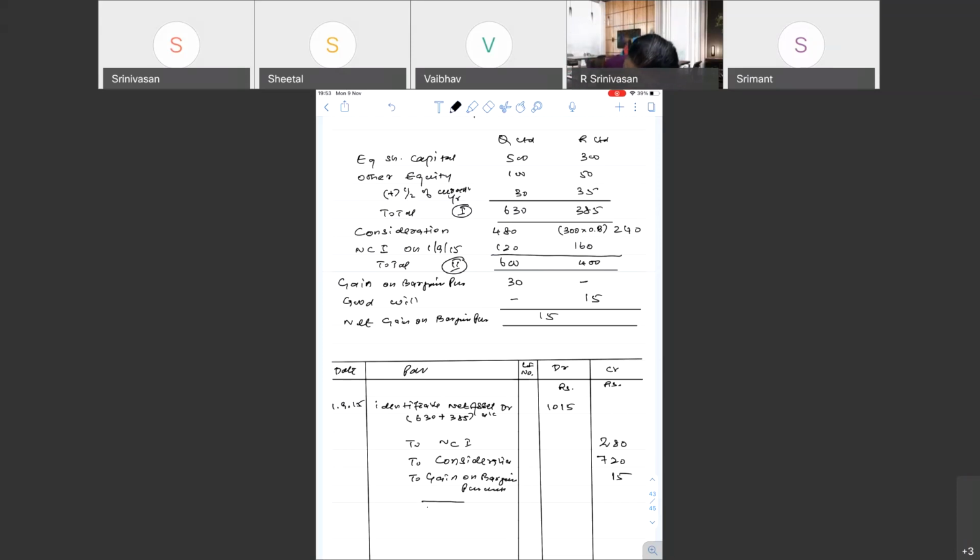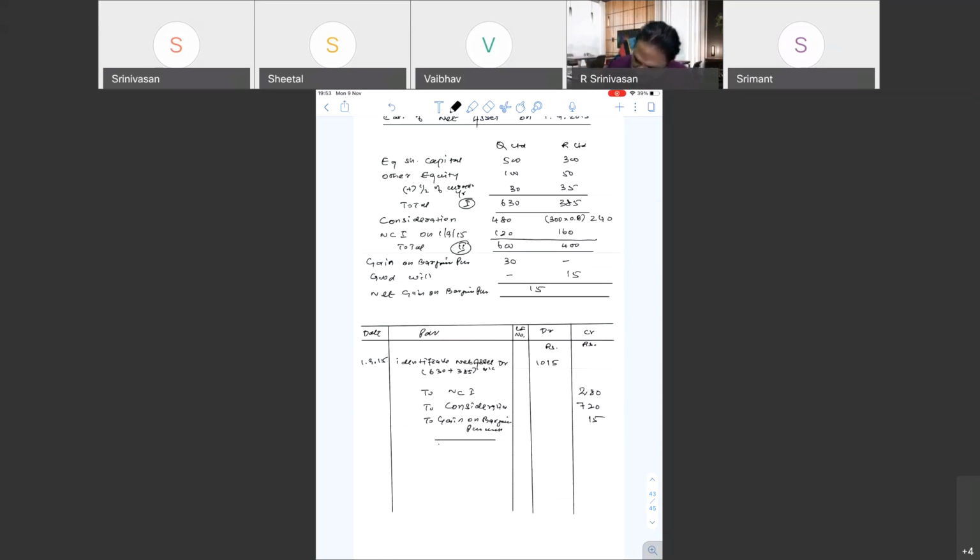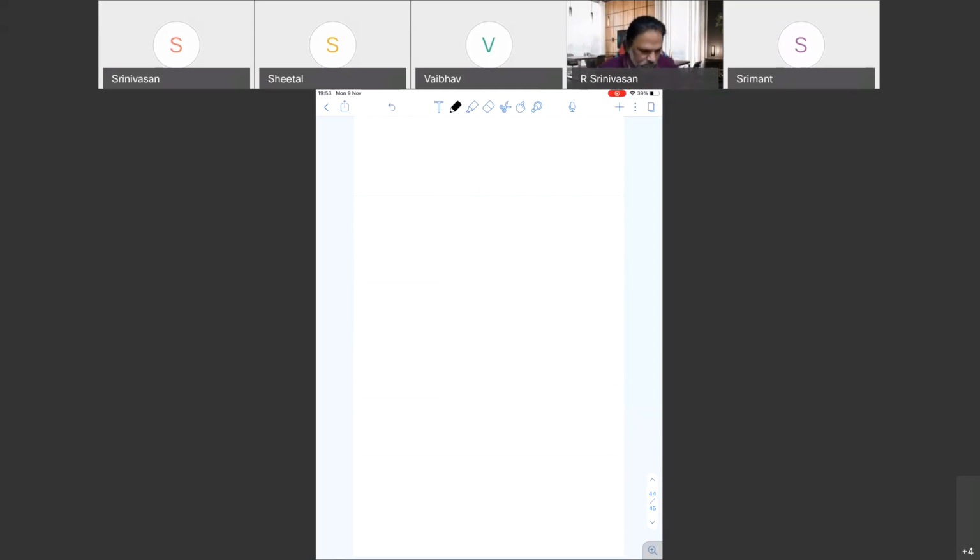Okay, so this is the way we will be doing it. As a net effect has come, but this part we have to show it. There was a goodwill, there was a gain on bargain purchase. That was also there. Okay. So this is the entry on the date of acquisition. Now we have to go for the consolidated balance sheet. It will be very simple.